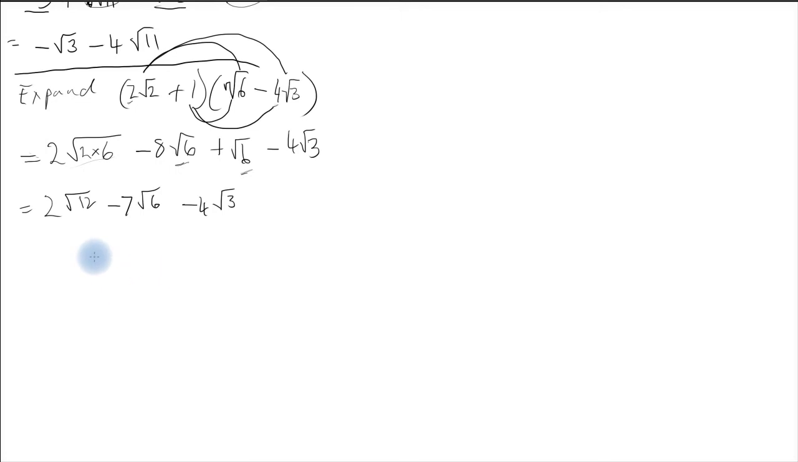Now I noticed that root 12 is not in the most simple form that it could be, because I know that root 12 could be written as root 4 times 3, which is root 4 times root 3, which is 2 times root 3. So I'm going to change the root 12 to 2 root 3. So the 2 gets multiplied by that 2, giving 4 root 3.